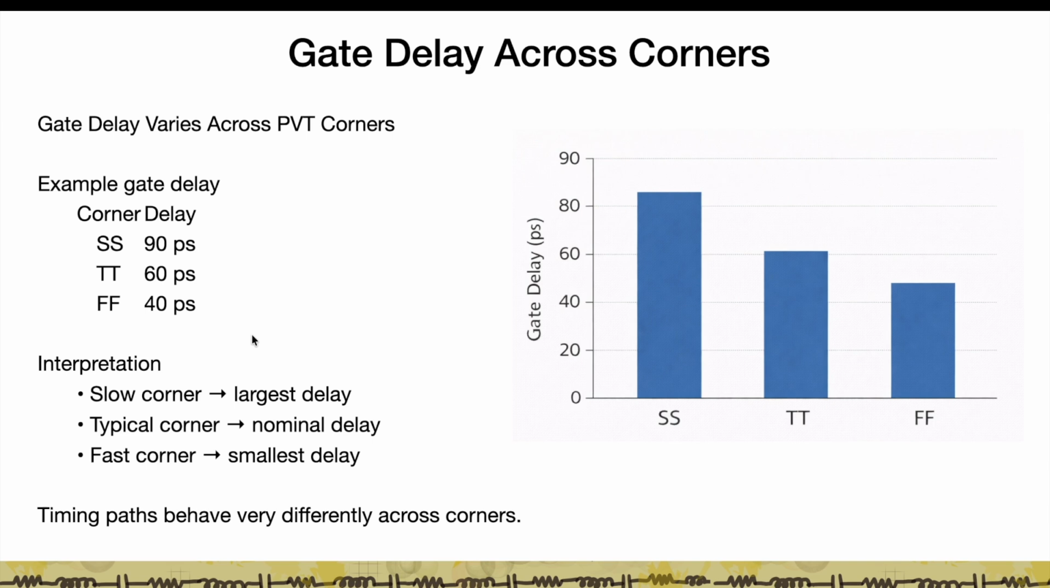A path that passes at TT with comfortable slack may violate setup at SS. A path that barely meets hold at TT may have a severe hold violation at FF. Only by running all three, and often many more, corners can you be confident the chip is genuinely clean.